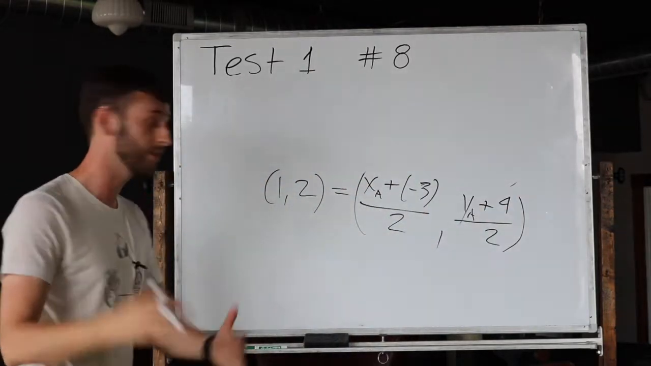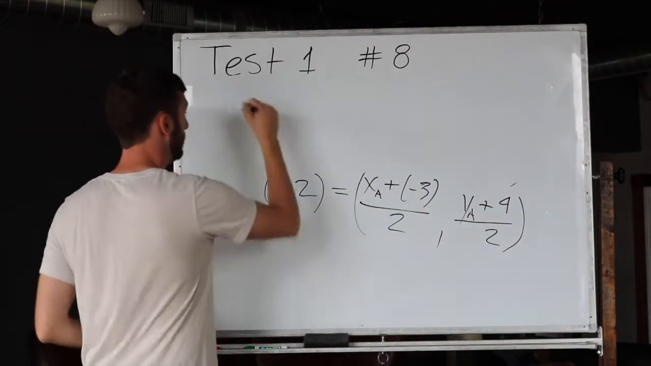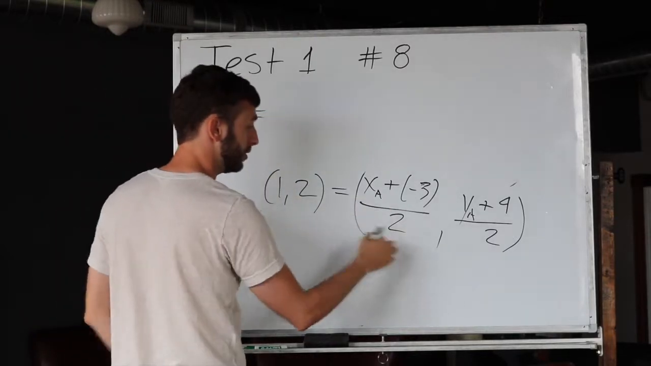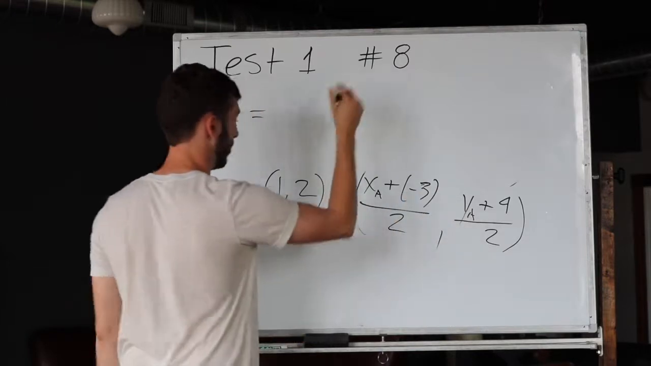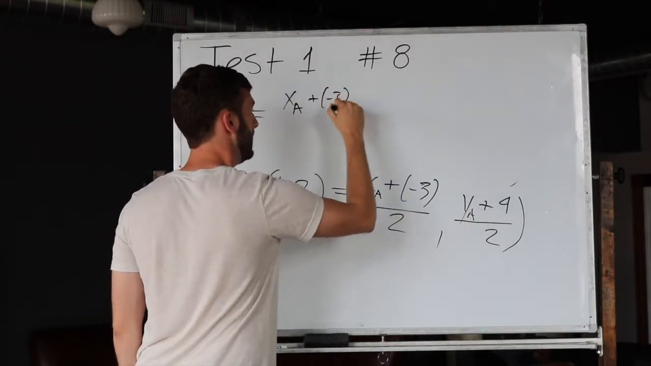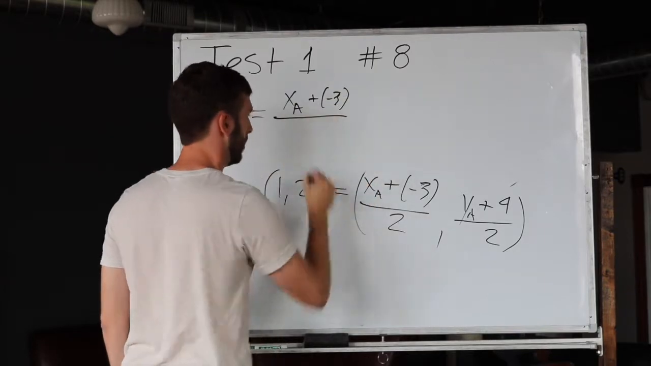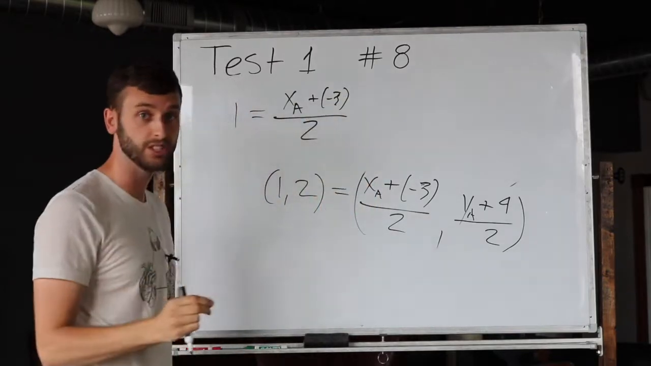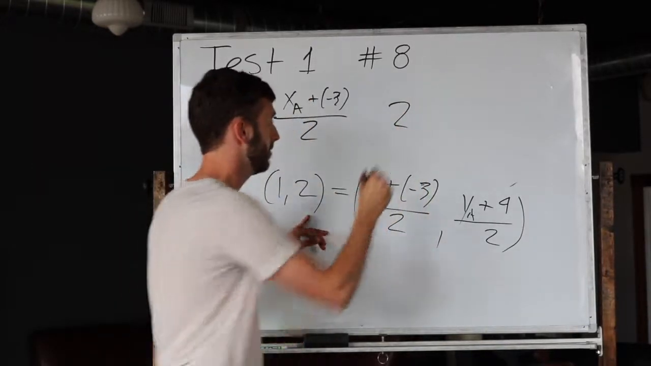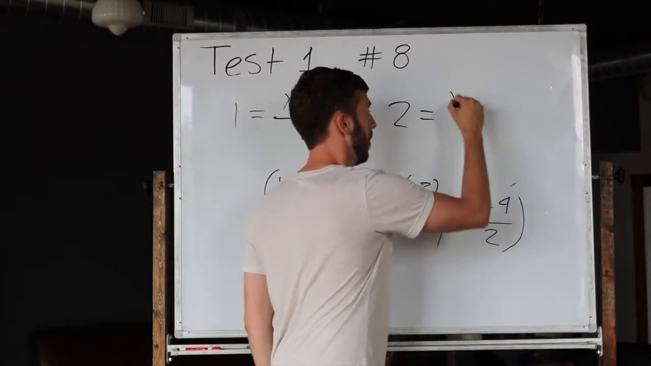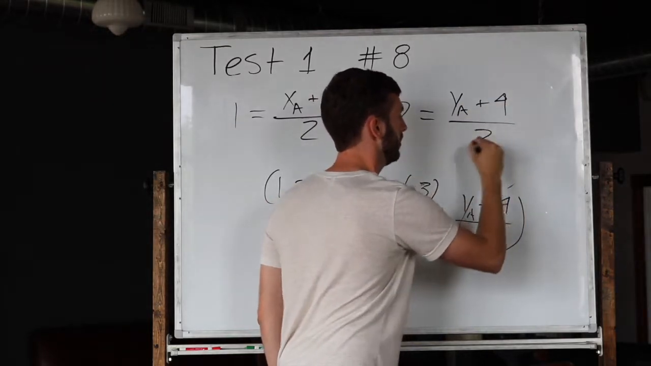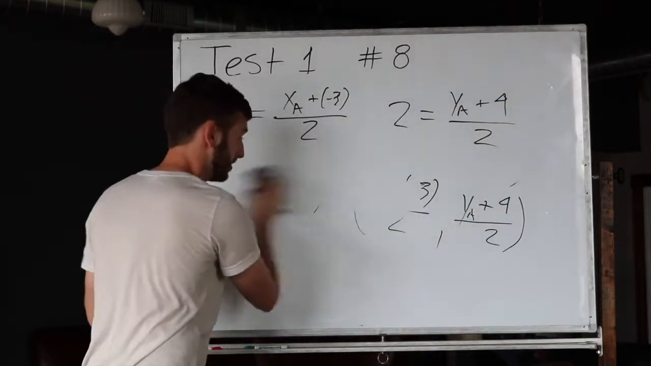So first, we want to solve for XA. So we set 1, because that's the x value of the midpoint, equal to the x part of our coordinates over here, and XA plus -3 over 2. That's our first equation. Second equation, we're going to set 2, the y value of the midpoint, equal to YA plus 4 over 2.